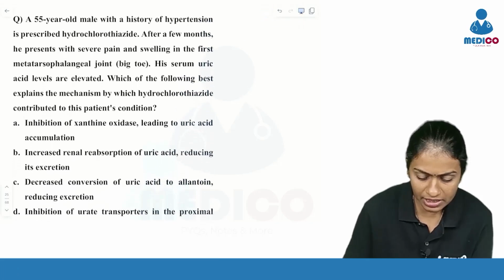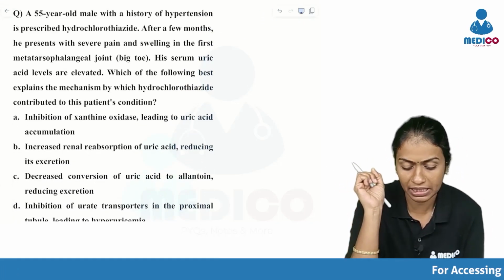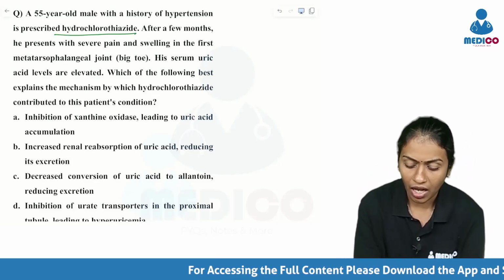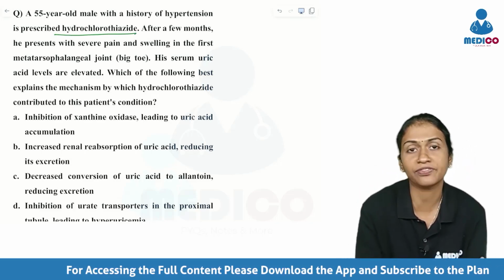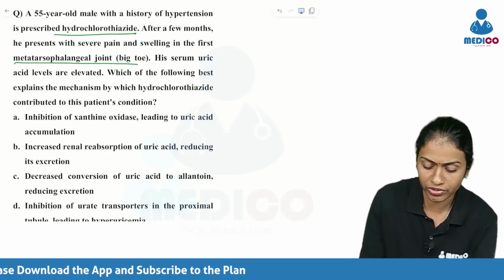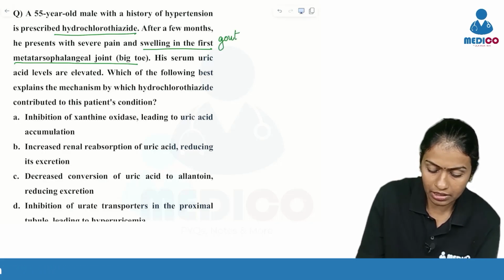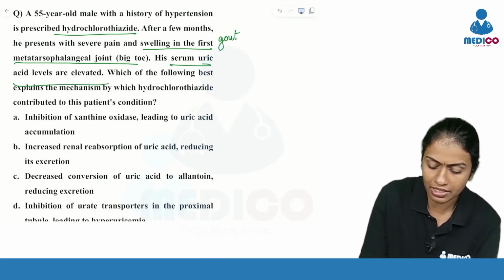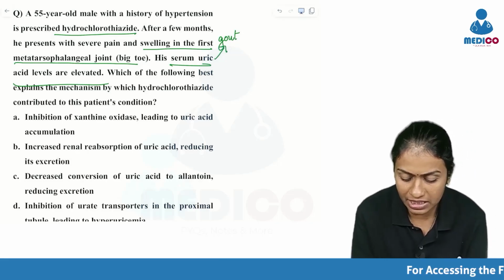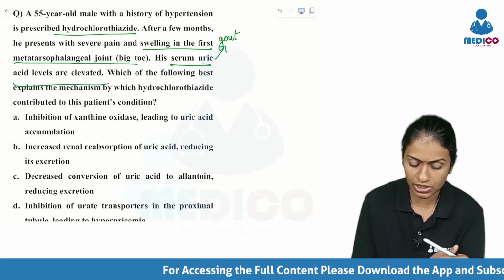Now coming to the next question, a 55-year-old male with history of hypertension is prescribed hydrochlorothiazide. After a few months, he presents with severe pain and swelling in the first metatarsophalangeal joint. So what is he having? Gout, right? And his serum uric acid levels are elevated. Now, which of the following best describes the mechanism by which hydrochlorothiazide contributed to this patient's condition?